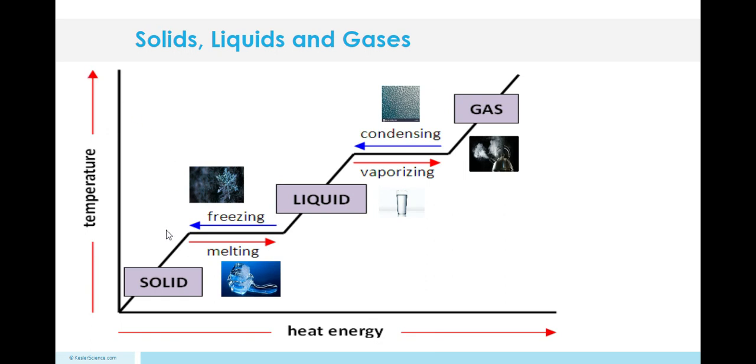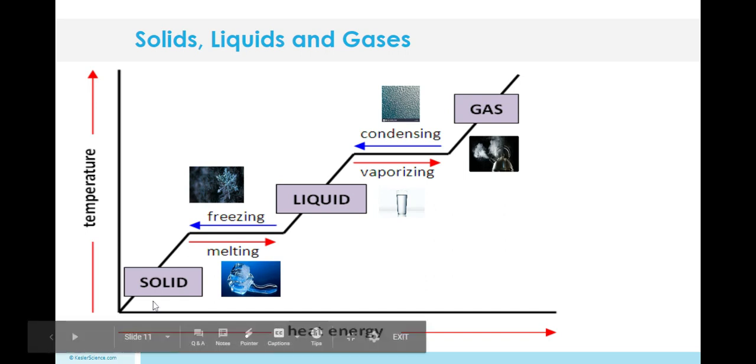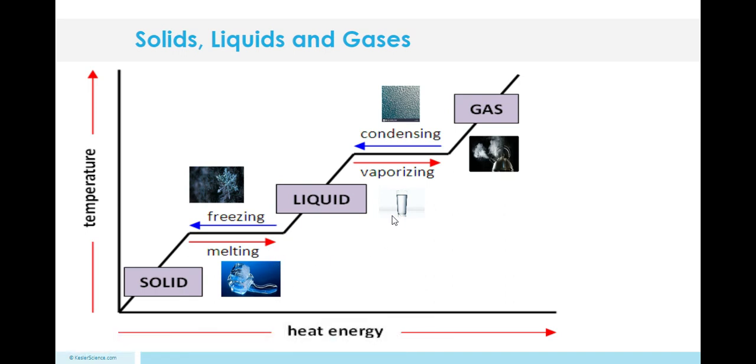So let's start down here in the corner with a solid. Solid, of the 3 phases, is going to have the least amount of heat. When we add heat to a solid, we get melting. So here we have the picture of the ice cube, and the ice cube is beginning to melt into a liquid. So now our ice cube has become the glass of water, and it is a liquid.